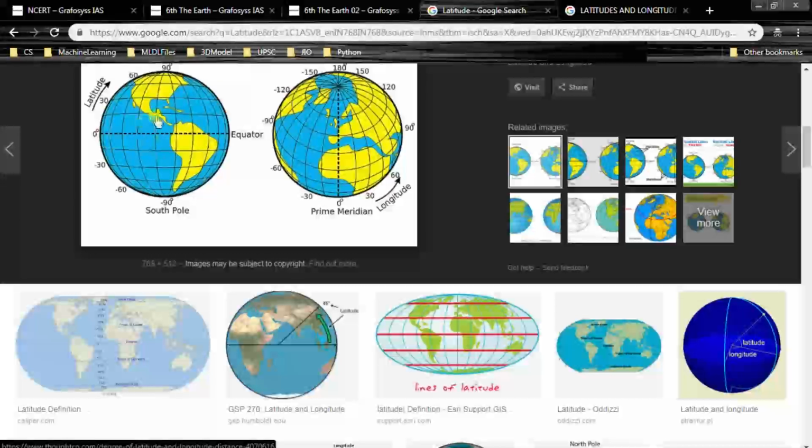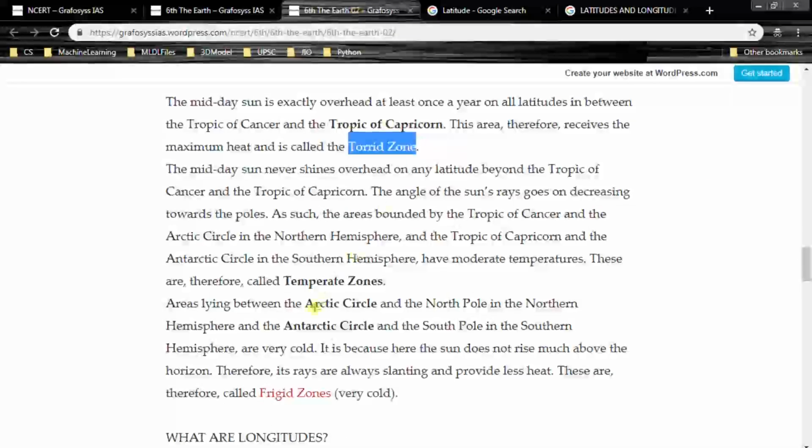Here the central part is torrid, and above it and below it, that is temperate zone, and beyond that there is another zone at the poles. So we are going to study about it.